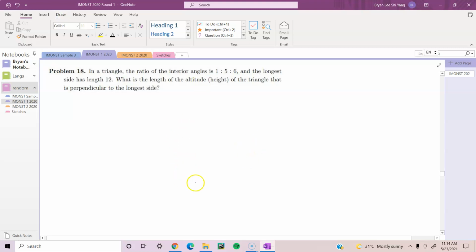So we have a triangle with the ratio of interior angles being 1 to 5 to 6, and the longest side has a length 12. Find the length of the altitude, the height of the triangle that is perpendicular to the longest side.